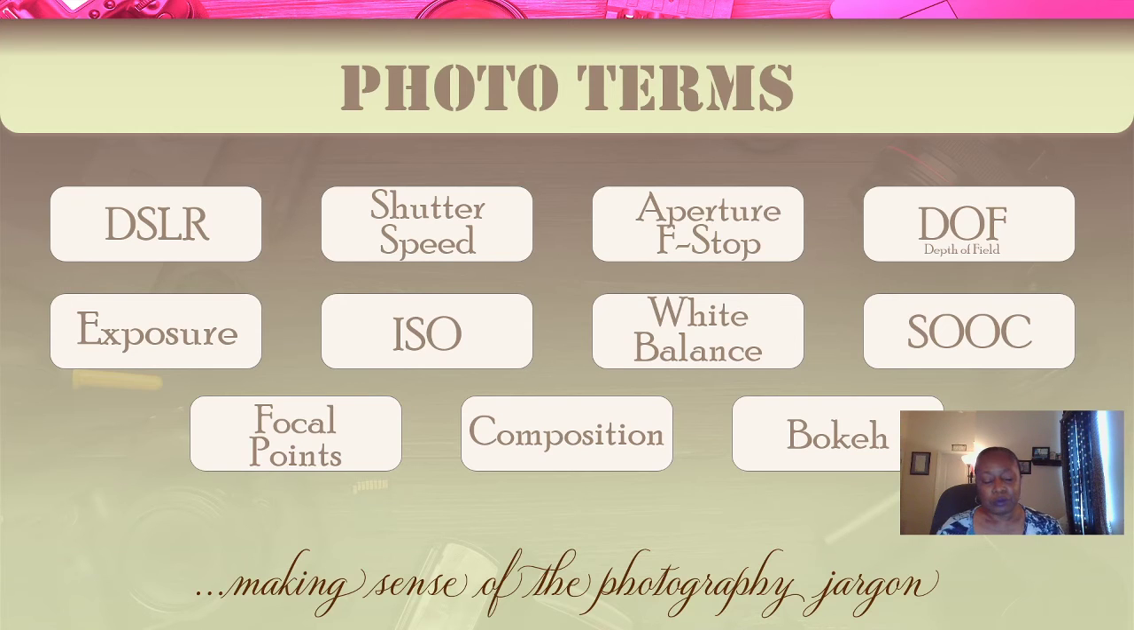The next term is composition. What are you aiming at? What's your visual artistic layout for your image? And some of the things you look at is your leading lines. Not everything has to be in the center of the frame, like the person. Sometimes it's nice to have your image off to the side.